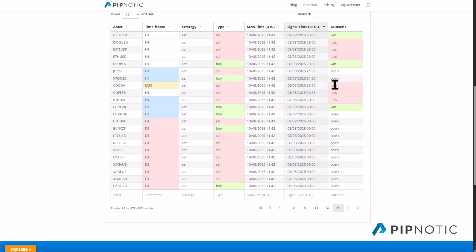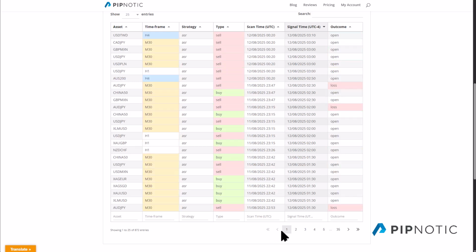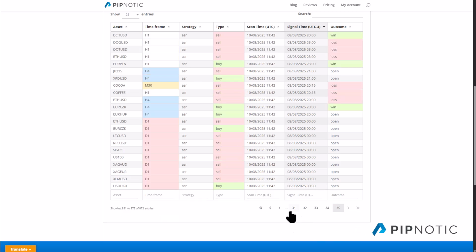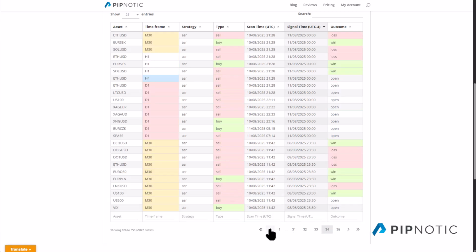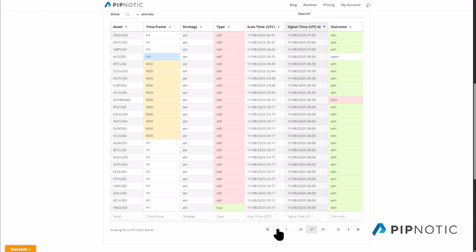Here we had the 30-minute. Here we had a 4-hour. But as you move forward, you can see how a lot of these will slowly... Oops, what happened there? Here you can see that slowly they'll begin to close out, either in profit or a loss.